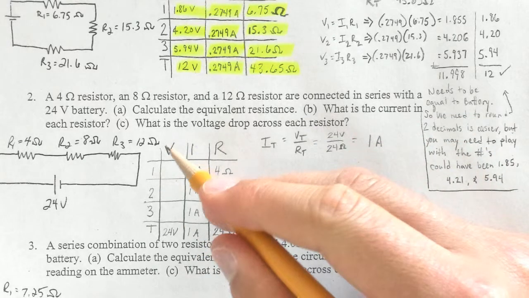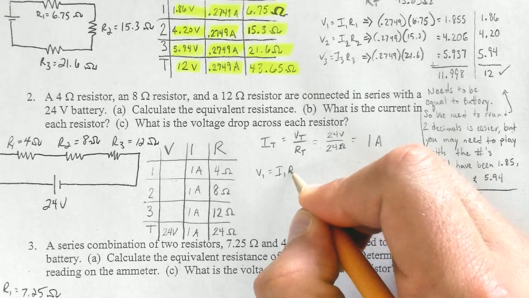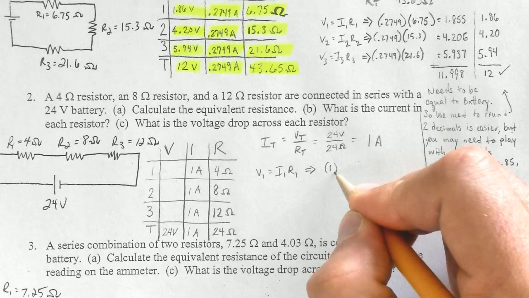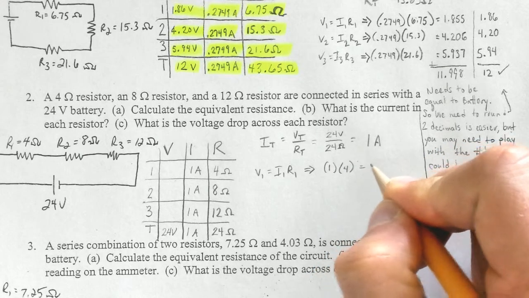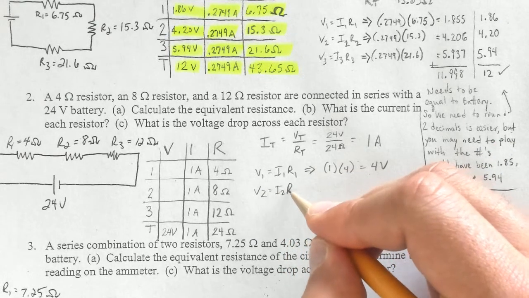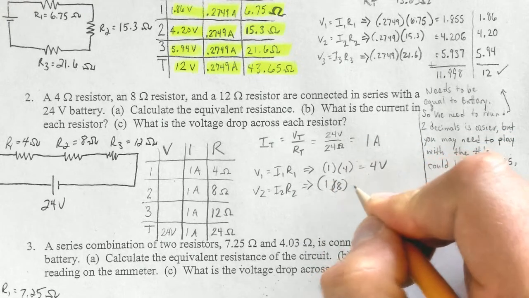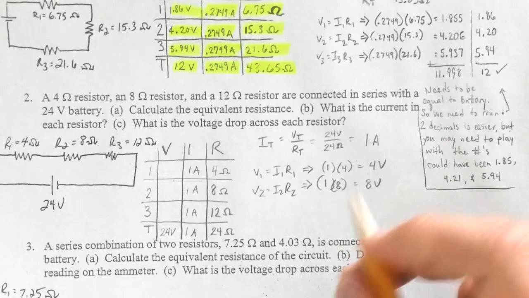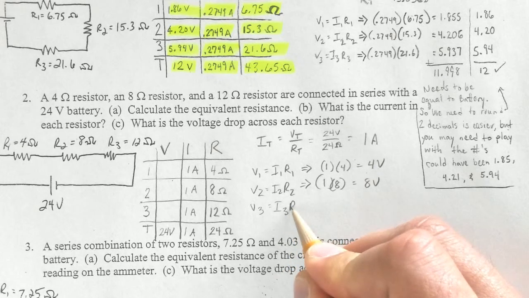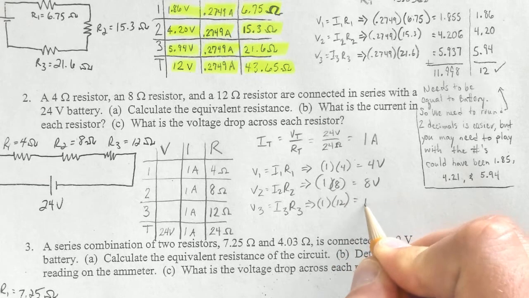So, remember, V1 goes with I1 and R1. Very simple, just 1 amp times our 4 ohms. We're going to get 4 volts. Okay, V2 is I2 and R2, and we have 1 times 8, 8 volts. And the last here is V3, which is I3 and R3, 1 times 12, and that gives us 12 volts.